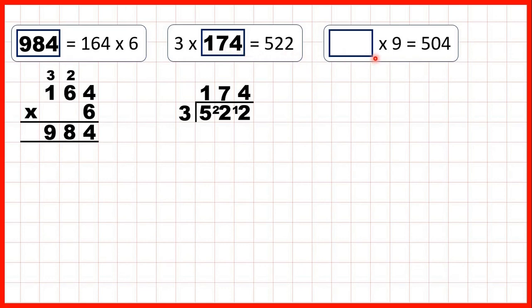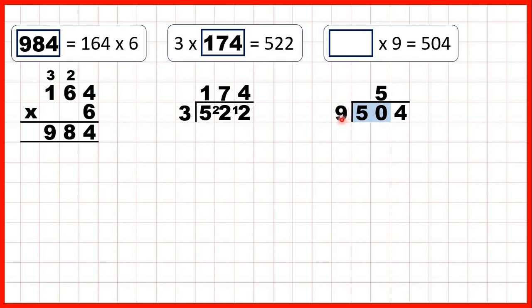Now something times 9 equals 504. Again, if we have a missing number in a multiplication, we always use division to find our missing number. So we just need to divide 504 by 9. Now if we look at the first digit, 5 is less than 9. So what we can do is take the first 2 digits together and divide 50 by 9.